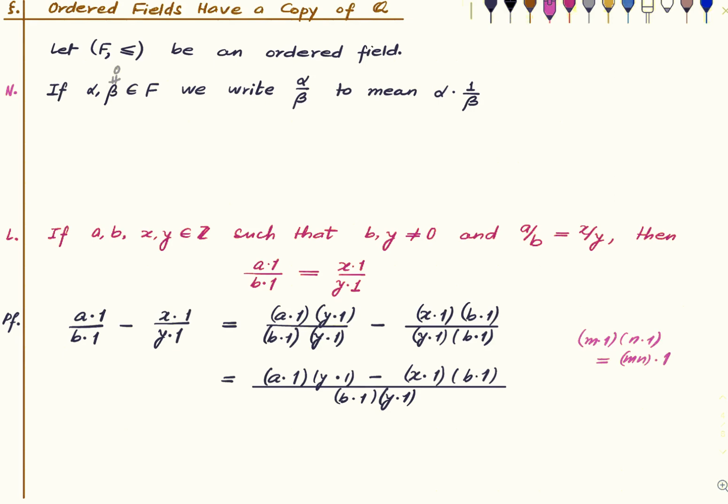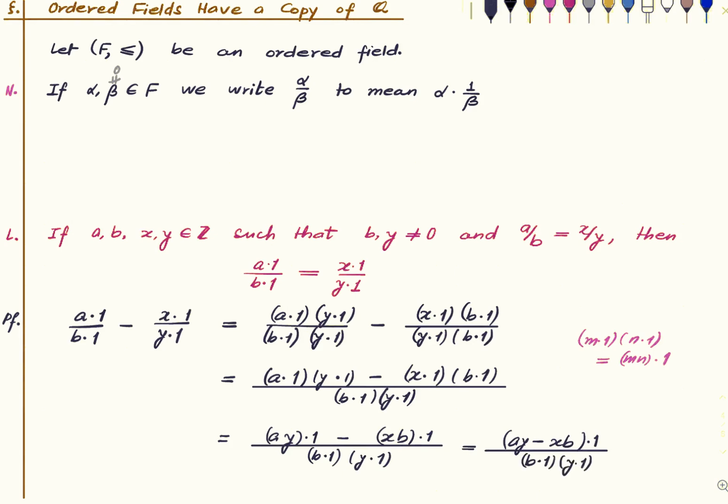So this is equal to (ay dot 1 minus xb dot 1) divided by that, and hence this is equal to, which is equal to 0 dot 1 divided by this thing. Why? Because when we say these two things are equal, we just mean that ay minus bx is 0. So this is 0 dot 1 and hence this is 0. So this difference is 0 and hence these two things are equal.